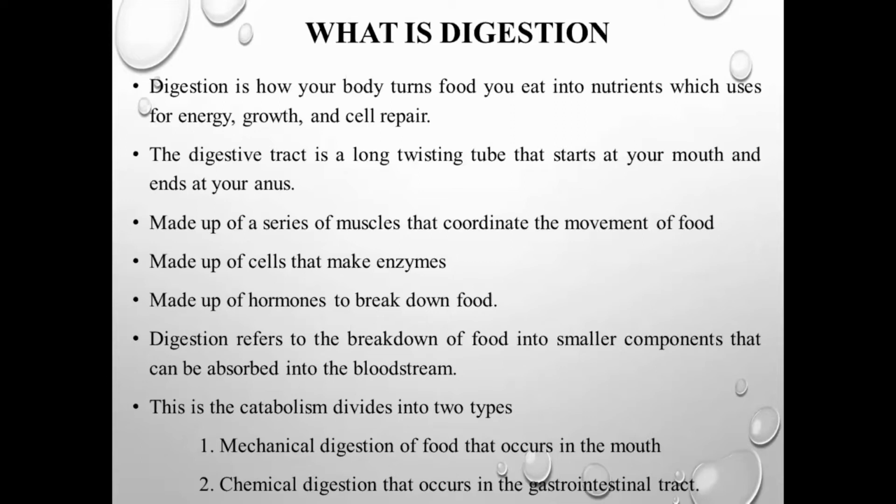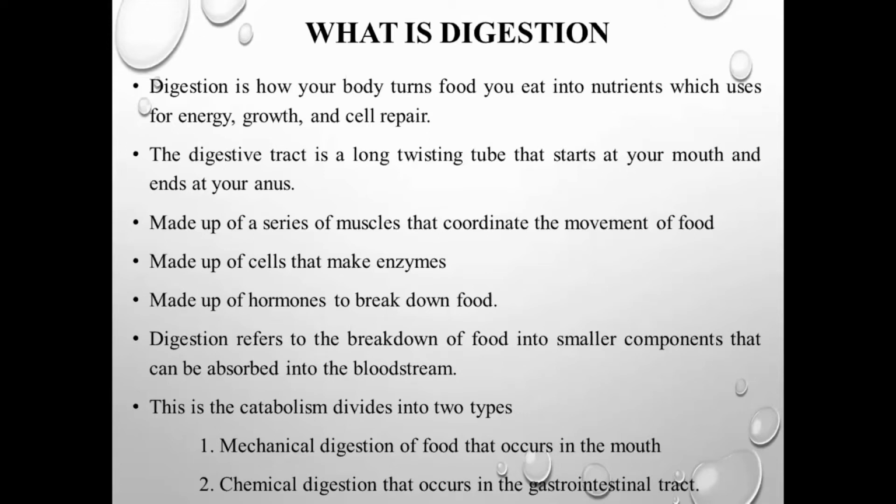The powder-like structure is easily dissolved and easily absorbed by the cells, and that process of crushing is digestion. So digestion is how your body turns the food you eat into the nutrients it uses for energy, growth, and cell repair. Why are we having our food? Why are we having our meal? The main purpose is to get sufficient nutrients for the growth of your cells, body, or organs, and the energy which is released by each and every cell.